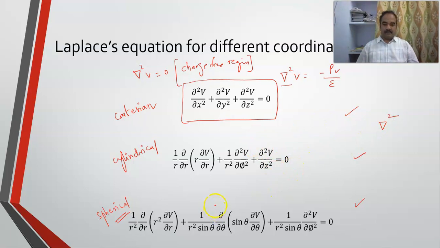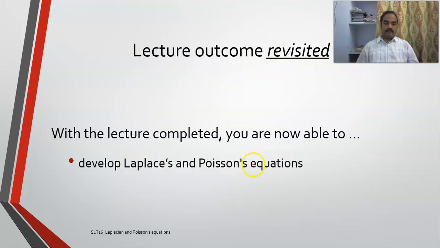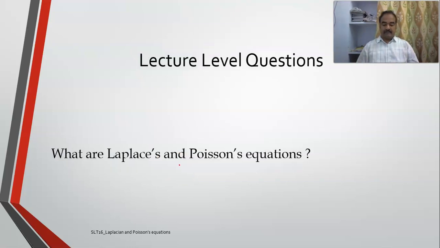We will see these in detail in the next class, where we discuss problems on these. I hope now you are able to derive the Laplace and Poisson's equations and write the Laplacian operator in different coordinate systems. I'll ask one more question: what do you mean by Laplace equation and Poisson's equation, and why are they employed? You are supposed to pen down your answers. Thank you.